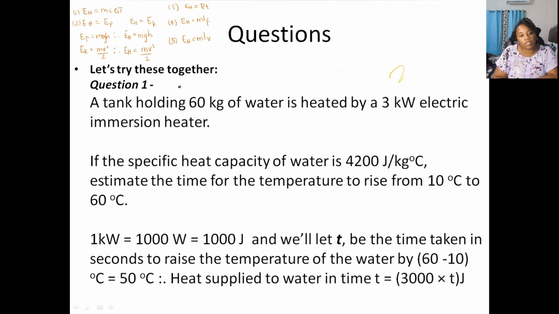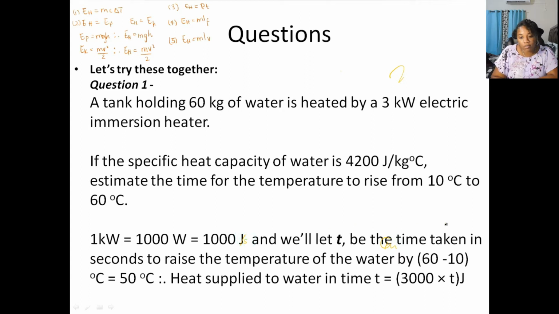So here we have a question. A tank holding 60 kilograms of water is heated by a 3 kilowatt electric immersion heater. If the specific heat capacity of water is 4200 joules per kilogram per degree Celsius, estimate the time for the temperature to rise from 10 degrees Celsius to 60 degrees Celsius. Please note that 1 kilowatt is equal to 1000 watts, which is also equivalent to 1000 joules per second.